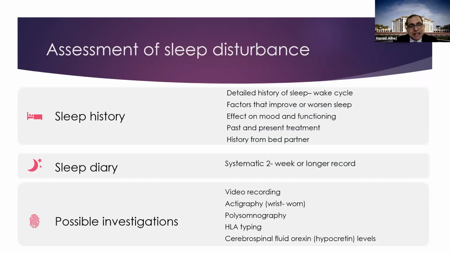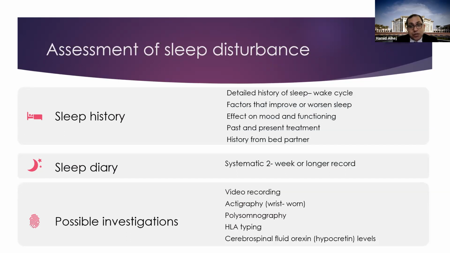How do we do the assessment? We really need to get a proper history to understand the sleep-wake cycle. Are there any factors that improve the sleep? Any factors that worsen the sleep? How does it impact on mood? And what's the relationship here? It might be that someone is depressed and not being able to sleep, or it might be that someone wasn't feeling depressed, but they haven't been able to sleep for a while, and that made them irritable or even feeling sad.